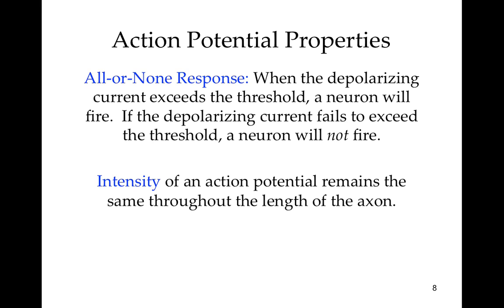The intensity of an action potential remains the same throughout the length of the axon. In our book, they use a good example with firing a gun. When you pull the trigger, it doesn't matter if you slowly squeeze the trigger or if you quickly squeeze it, the speed of the bullet remains the same. So the intensity of the neuron firing remains the same no matter if the threshold is soft or if it's an intense threshold.